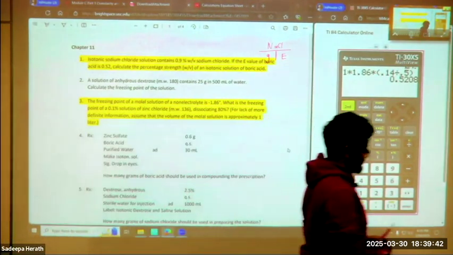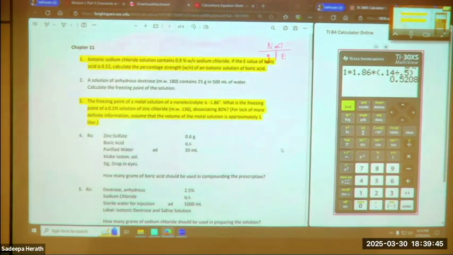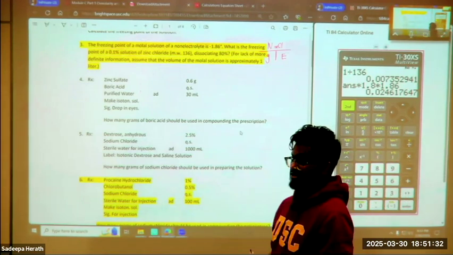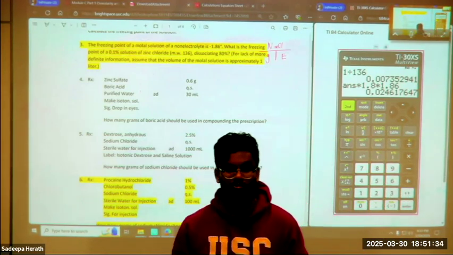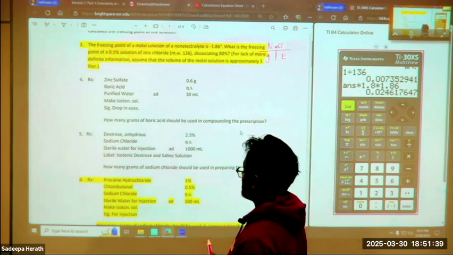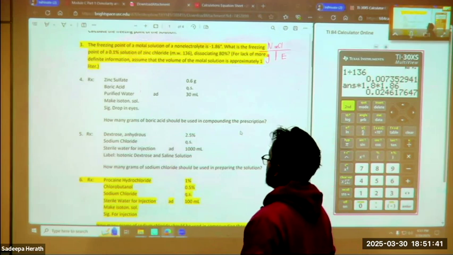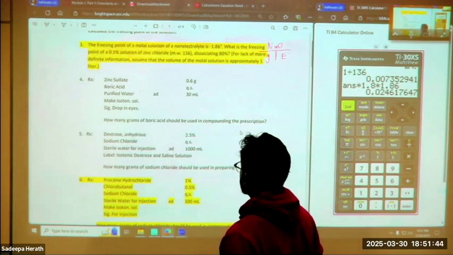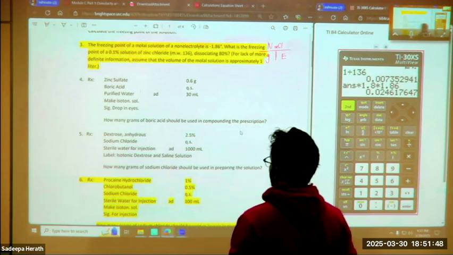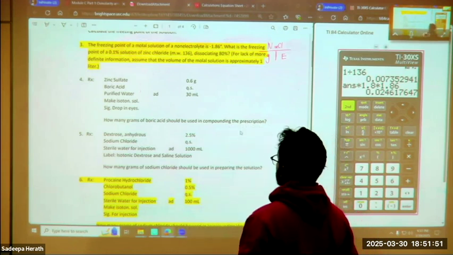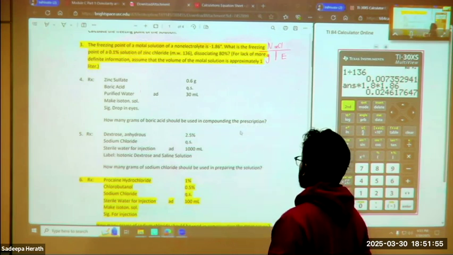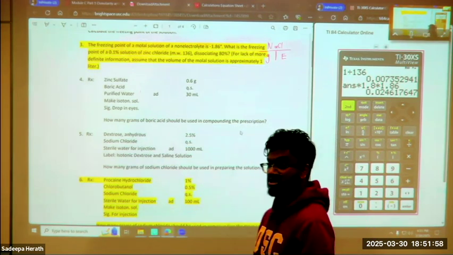Number 3. Okay, so now we dipped our toes into freezing water, haha, let's get into number 3. This is a homework problem. Freezing point of a molal solution of a non-electrolyte is negative 1.86. What is the freezing point of a 0.1% solution of zinc chloride with a molecular weight of 136 grams, dissociating 80%? That's very important, dissociating 80%.